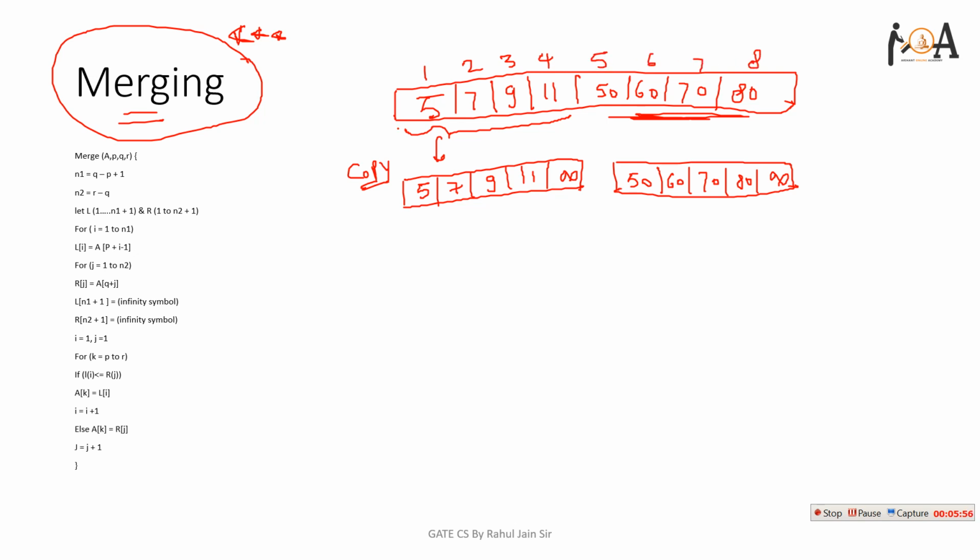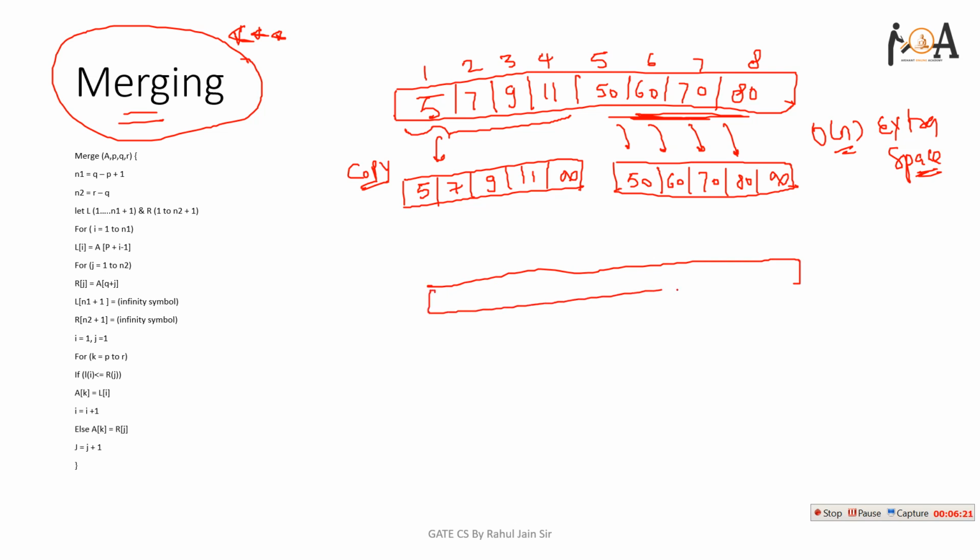Okay guys, so I require order of n extra space for this. I need order of n extra space. Why guys, why do I need this? To copy all the elements for sorting purposes. I need order of n extra space to copy these elements into this. And then the original array is empty.